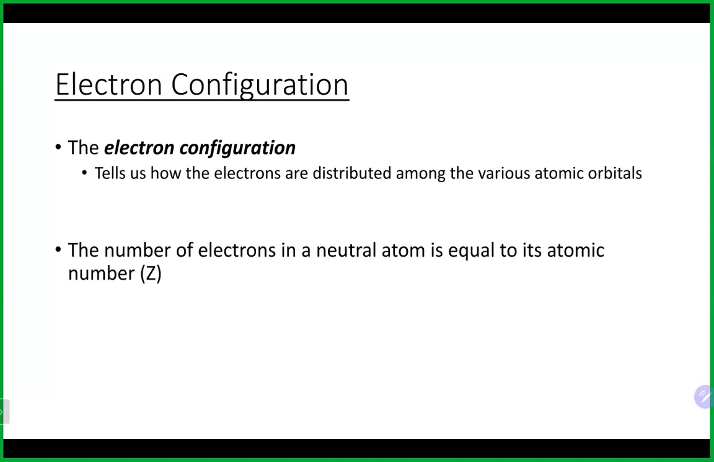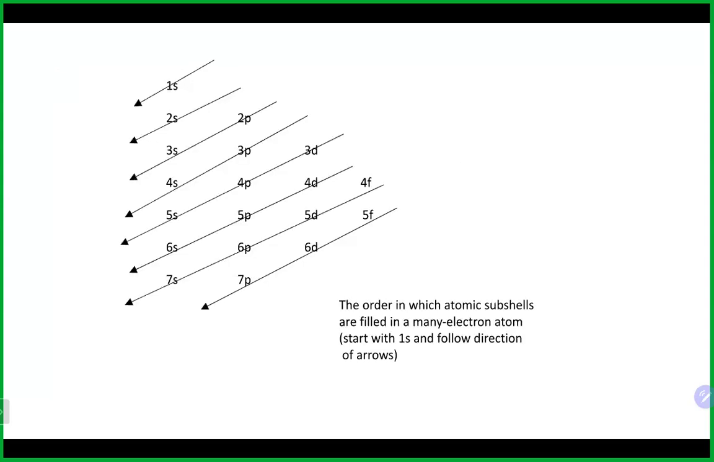If we have a neutral atom, what we know is the number of protons should equal the number of electrons. So if something is neutral and you want to write an electron configuration for it, if you know the atomic number, which you should from the periodic table, you could write the electron configuration because it should have the same number of electrons as its atomic number.